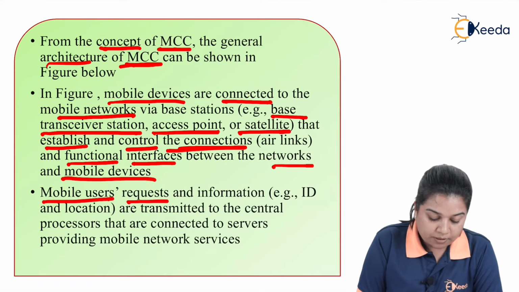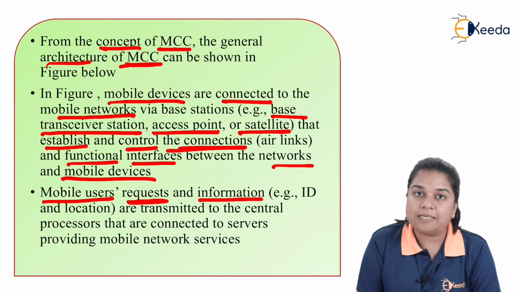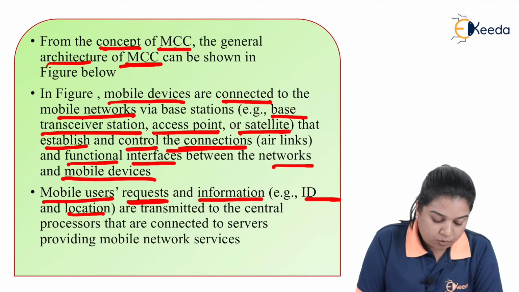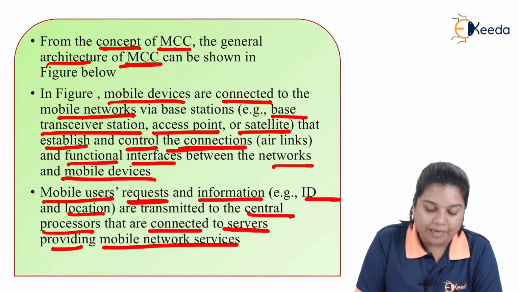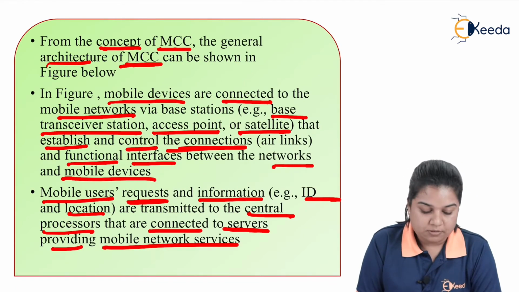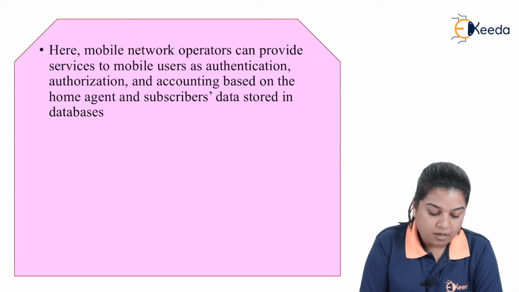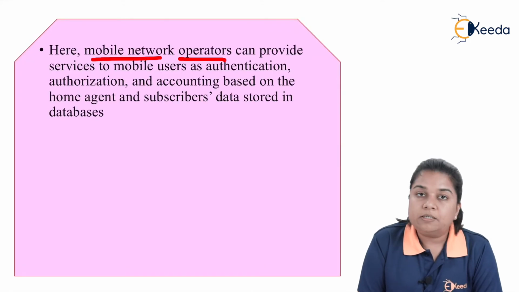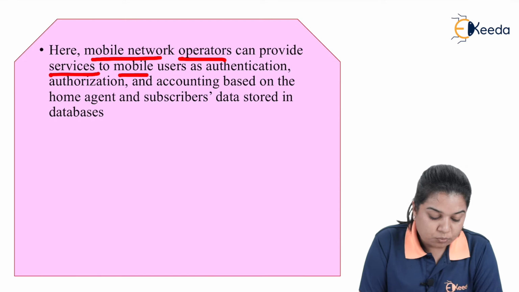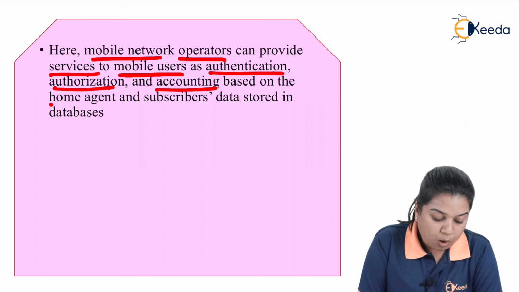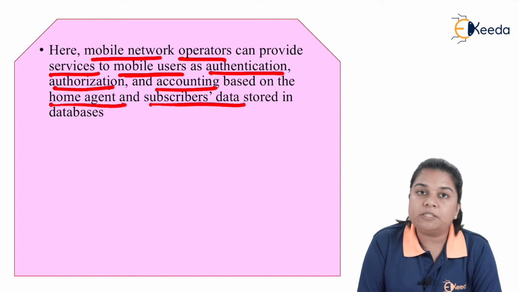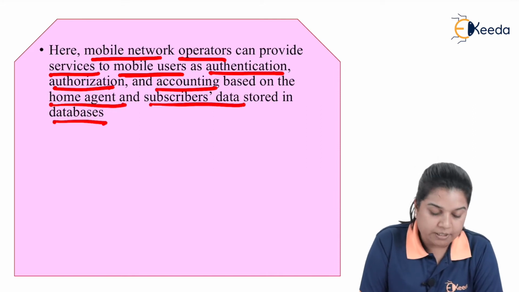Mobile users' requests and information, for example ID and location, are transmitted to the central processors that are connected to the servers providing mobile network services. Mobile network operators can provide services to mobile users such as authentication, authorization, and accounting based on the home agent and subscribers' data stored in databases.